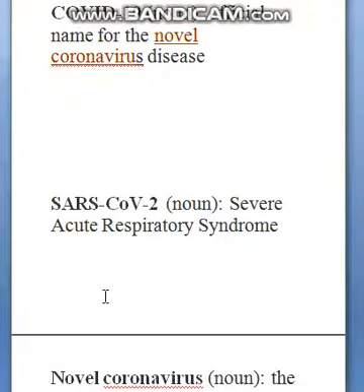Next one, SARS-CoV-2. This is severe acute respiratory syndrome coronavirus 2. This is actually the final name for the coronavirus that causes COVID-19.